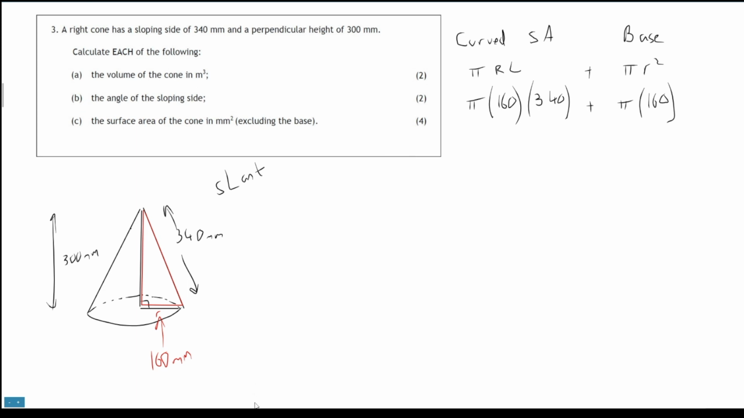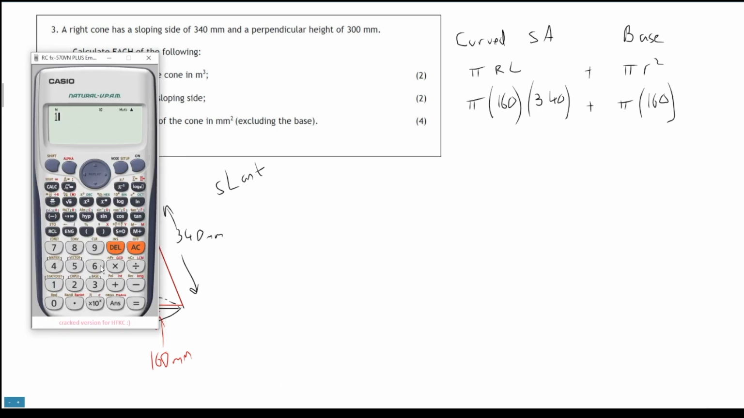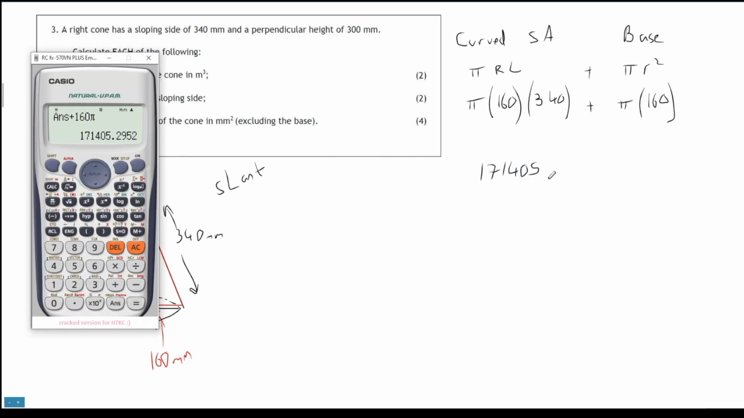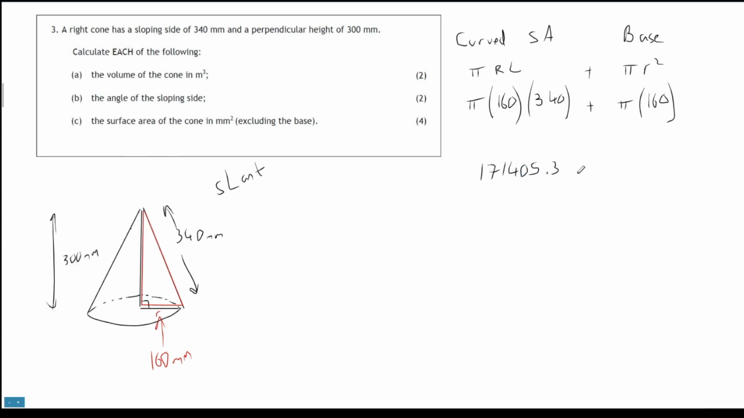We just need to plug it into a calculator and make it work. It wasn't that hard. It's just knowing the formula. So 160 times 340, times that by pi. That's good. And then I guess I could just add 160 squared times pi onto the end of it. It equals 171405. You probably don't need that many decimal places or significant figures, but that's it.